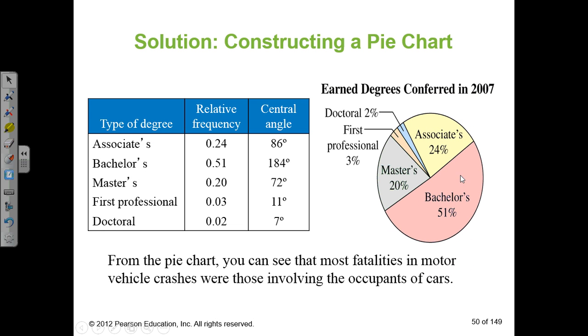We can see from this pie chart that the bachelor's degrees are about half of the degrees conferred. Associate's degrees are about 25% of the circle. You're just going to be responsible for being able to interpret and read a pie chart, which I'm pretty sure most of you have done before.